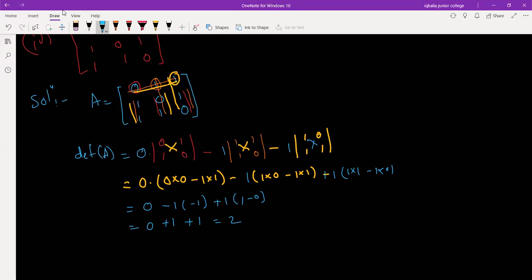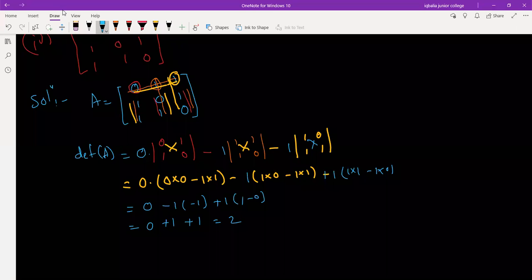Okay, so this is how we are solving determinant in a 3 by 3 matrix. If you have any doubt, I can repeat once again. Just let me know who has doubt in case of 3 by 3 matrix while finding determinants. No doubt, sir.